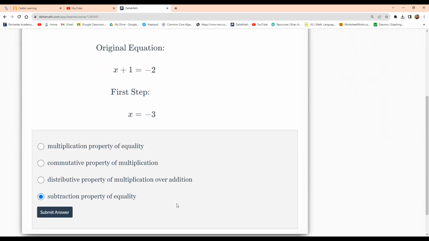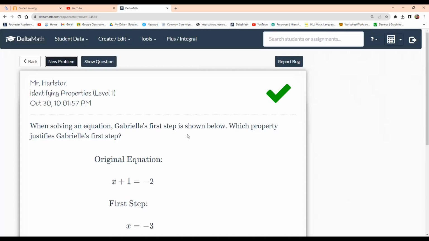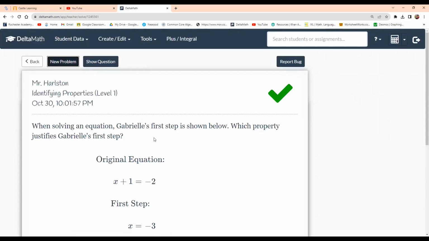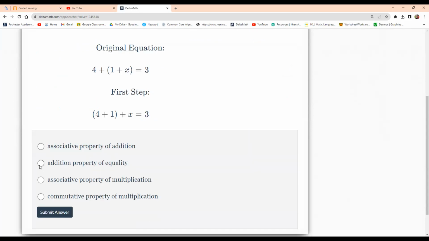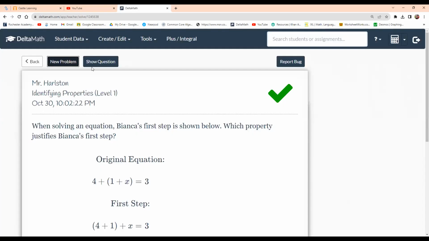All right, let's see what else we got here. Okay, what do we got here? New problem. All right, we got something here. So now notice this, we got 4 plus parentheses 1 plus x. And now the first step is we regrouped. We now have 4 plus 1 in parentheses and then the plus x. So the 1 is no longer associating with the x. He wants to associate with the 4. So this is an example of the associative property of addition. And this is around addition. So that's how you know it's addition. Submit it. Got it. All right, let's do a couple more.